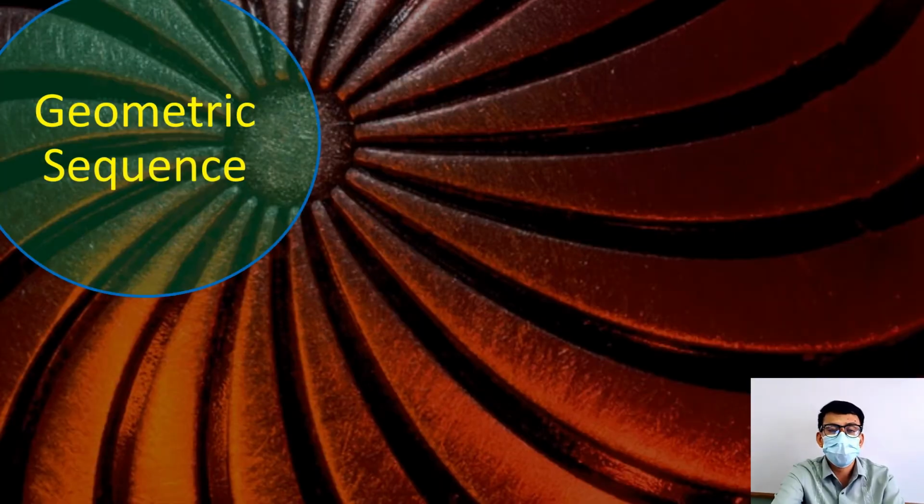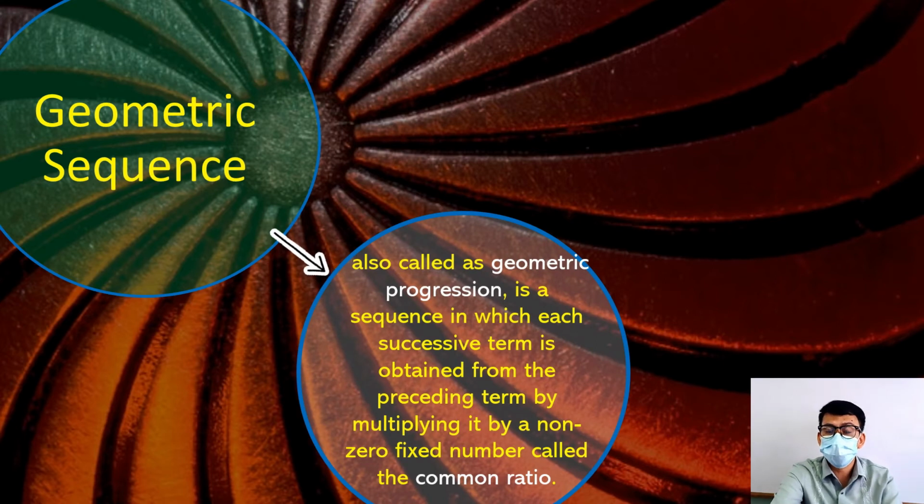So what is geometric sequence? How does it differ from arithmetic sequence? A geometric sequence is also called a geometric progression. When we say progression, there is an increase or decrease of the terms in the sequence. A geometric sequence is a sequence in which each successive term is obtained from the preceding term by multiplying it by a non-zero fixed number called the common ratio. I will discuss later how to get the common ratio.